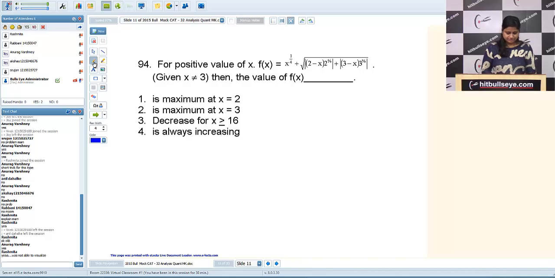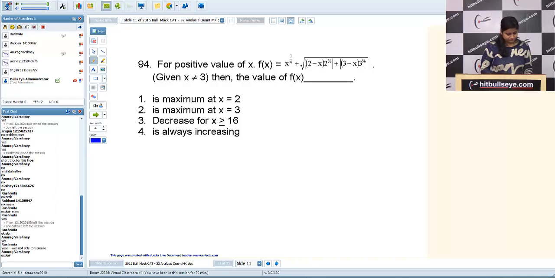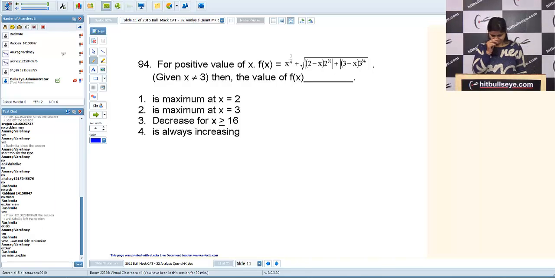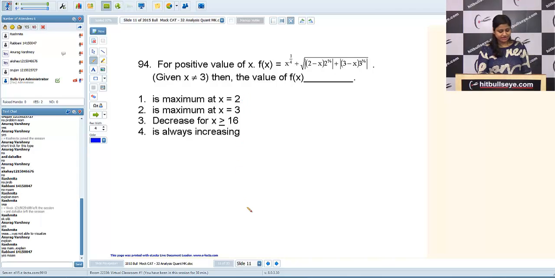94th. I don't have any shortcut for this because normally in case of maxima, minima or increasing, decreasing, we use derivatives, but that is a huge expression, so it's better if you go by putting values. Yeah, question number 94. Any problem? Okay, I'll go by options. First says this is maximum at x is equal to 2, x is equal to 3, x greater than or equal to 16, and this is always increasing.